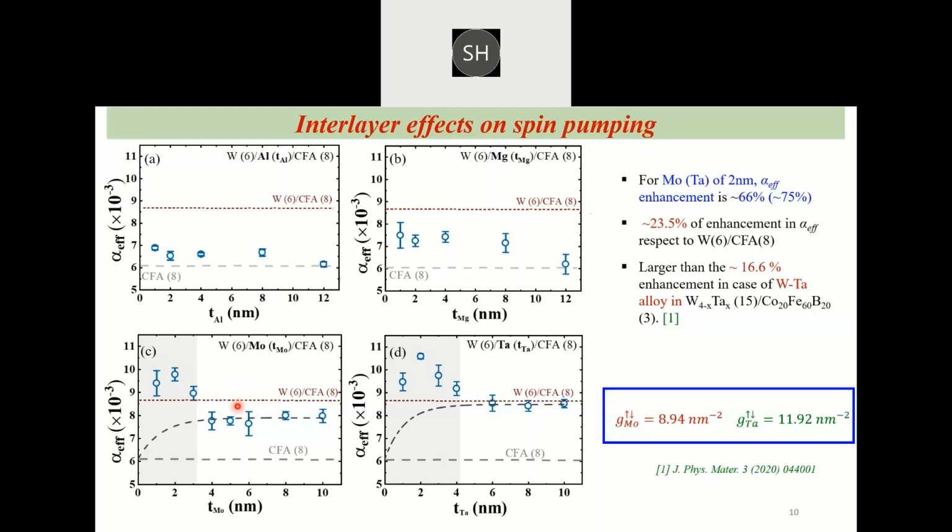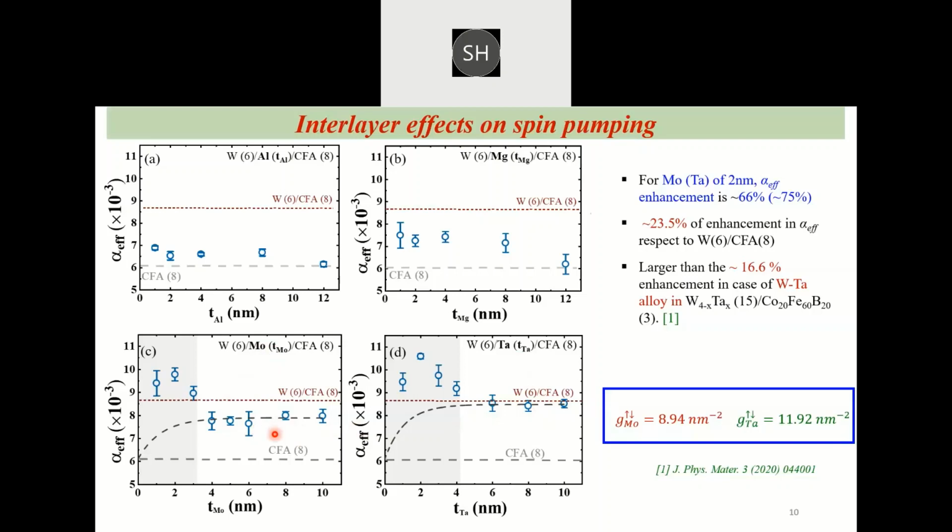Hence, we will get a contribution from both the interlayer and the tungsten layer. However, for very high thickness of the interlayer, the spin angular momentum will be relaxed within the interlayer only, and hence we will see the contribution from the interlayer only, such that it will seem like there is no tungsten layer there. We can also see that the saturated value is different for the two interlayers. The saturated value is higher for tantalum compared to molybdenum. This is due to the different SOC strength of tantalum, which is larger compared to molybdenum.